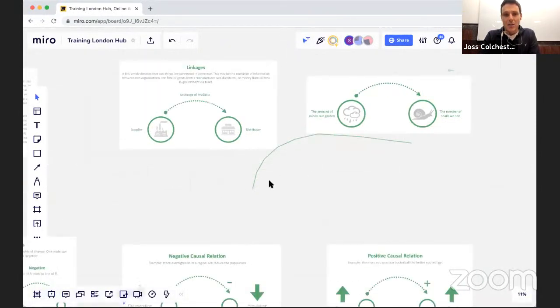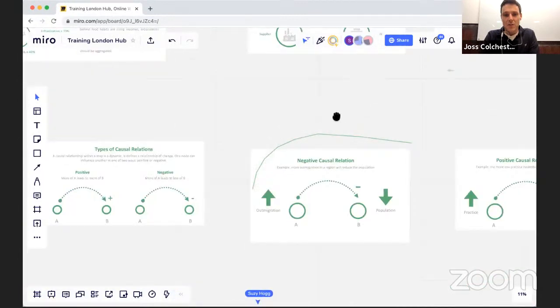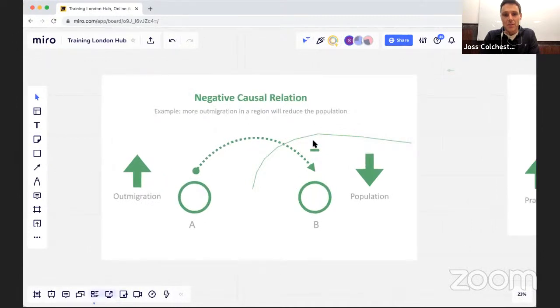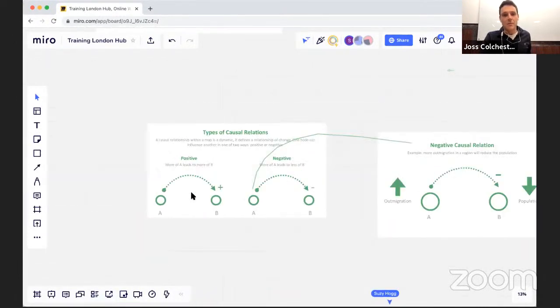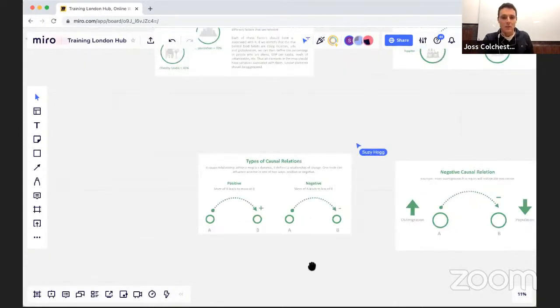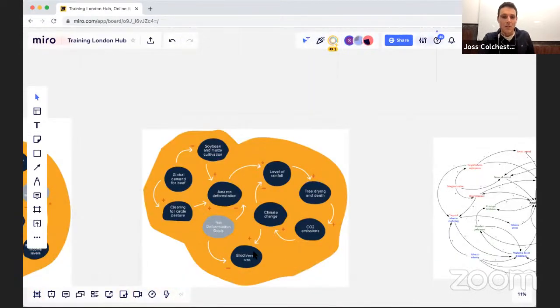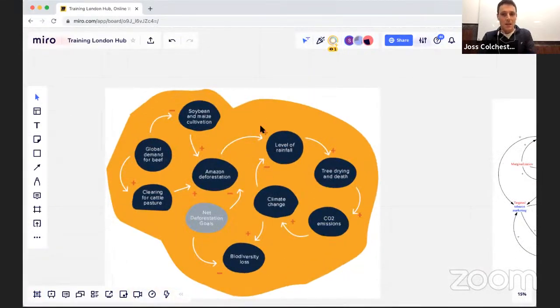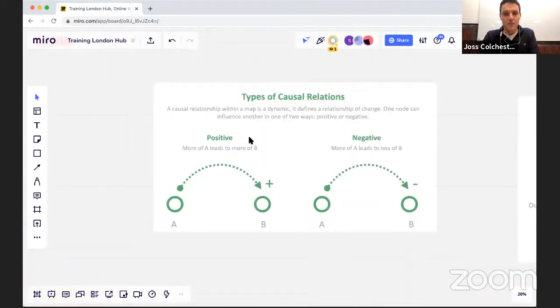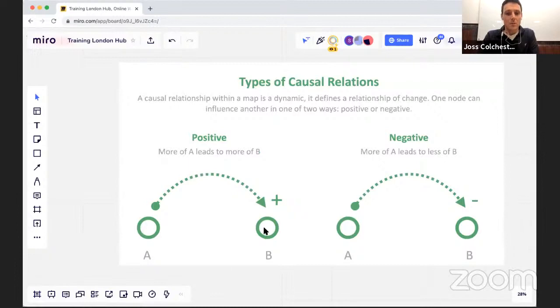But they could move in the opposite direction, right? And we call that a negative causal relationship. So there's two types here, positive and negative. And to denote that in our map, we just put a plus or a minus at the end of the arrow, as you can see down here, right? When you're looking at causal loop diagrams, you'll see all these little pluses and minuses. And the plus means it's a positive causal relation, which means if there's more of A, there'll be more of B. They move in the same direction.